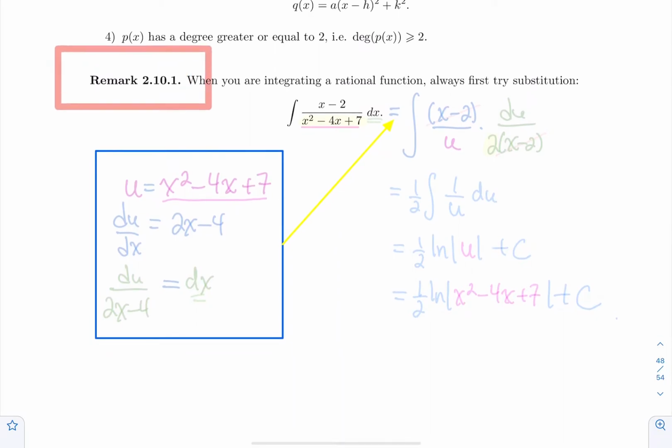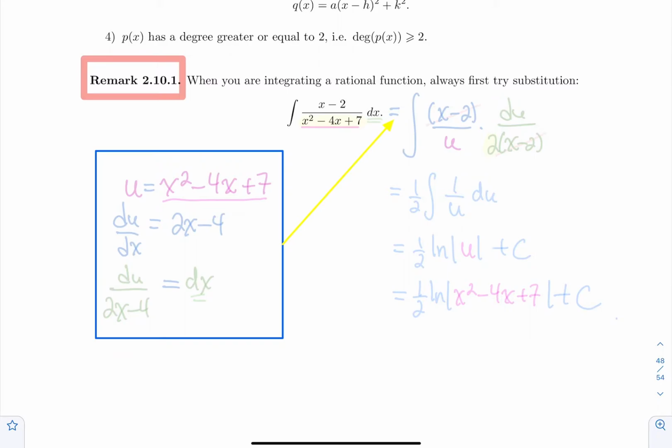Like the first thing you always do if you have a rational function in your face is you try substitution, because some of those questions are just substitution questions where you don't need any new tricks. So for example, if you have to integrate x minus 2 over x squared minus 4x plus 7, let's try to use the denominator for a u substitution. So let's set u equal to x squared minus 4x plus 7.